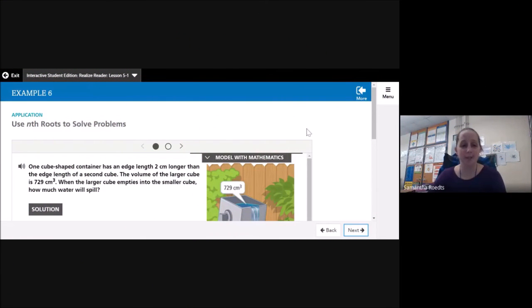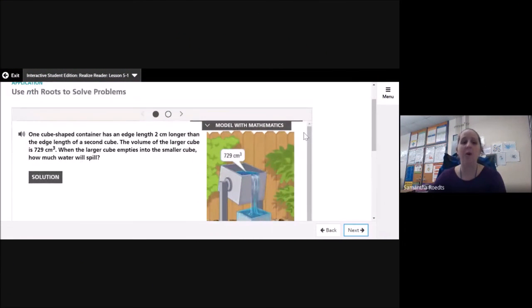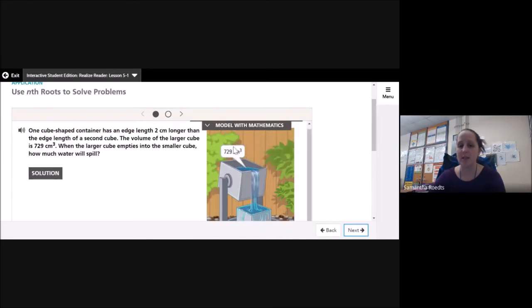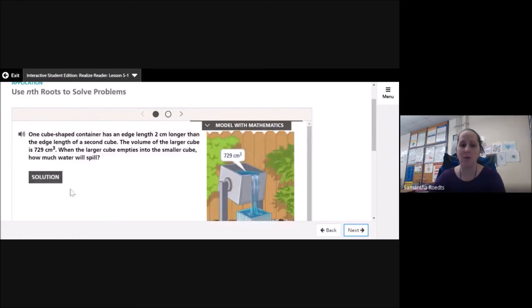All right, example 6. Use nth roots to solve problems. One cube-shaped container has an edge length 2 centimeters longer than the edge length of a second cube. The volume of the larger cube is 729 centimeters cubed. When the larger cube empties into the smaller cube, how much water will spill? So here's my 729 centimeters cubed, and it's going into a smaller one, and I want to know how much water is going to spill over.